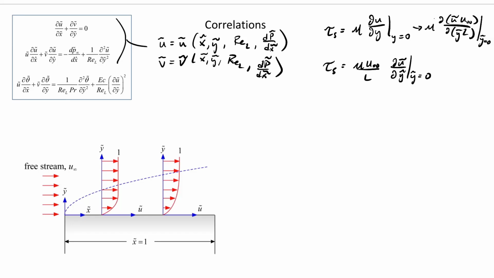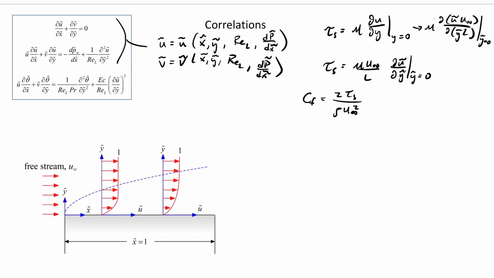So we now want to represent this in terms of a friction coefficient. What's our definition of friction coefficient? If we remember, we wrote it before as tau s is equal to friction coefficient times momentum. So if you solve for that, CF is 2 tau s over rho u infinity squared. Okay, so we now have our non-dimensional representation of tau s.